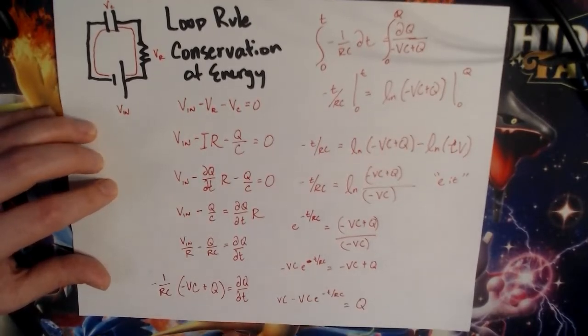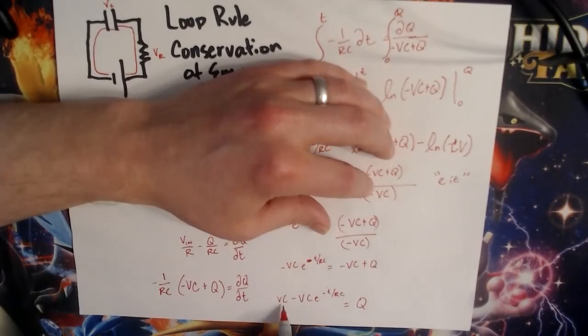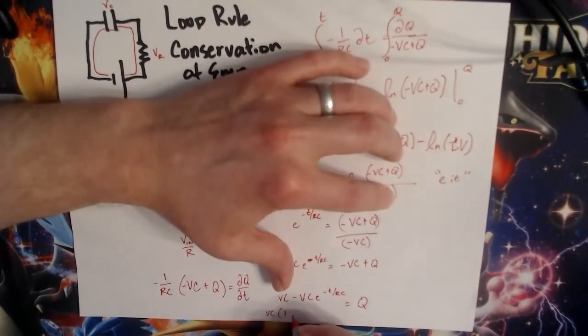And then if you really wanted to make it beautiful, you would take the VC out of this. It's in both terms, so I'll just take the VC out. So I got VC times the quantity of 1 minus e to the negative t over RC equals Q.